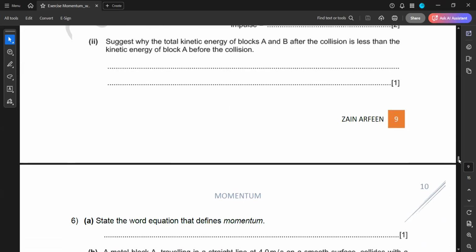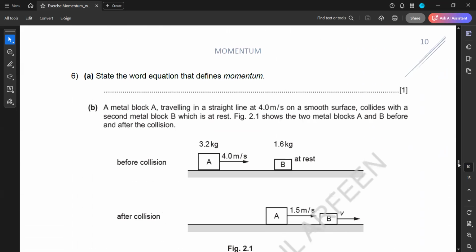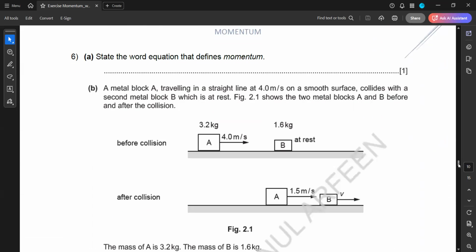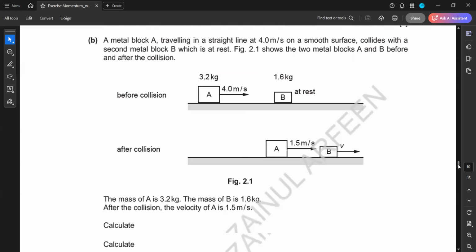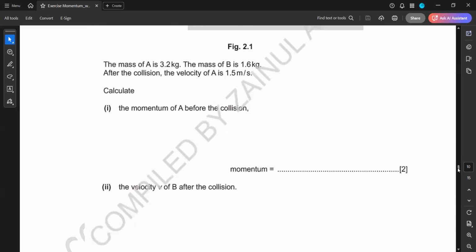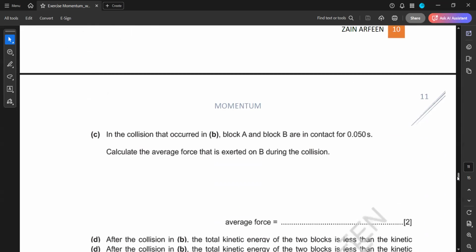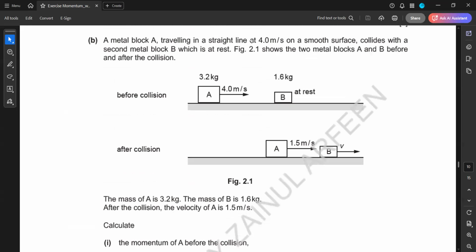So it's related to the energy concept, that energy is lost. Question 6, any doubt? Question 6. No doubt? Yes, Hamad, Anas, Abdullah. Yes, Abdullah.